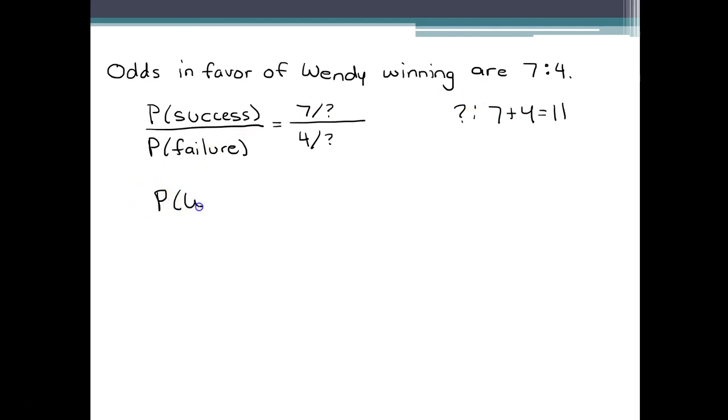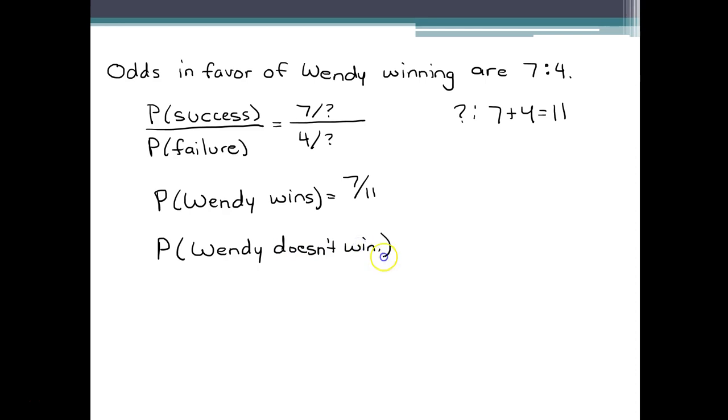So the probability that Wendy wins, so that's success, is 7 over 11. Probability that Wendy does not win is 4 over 11. And notice if you add the two together, 7/11 plus 4/11, you get 11/11, or 1.